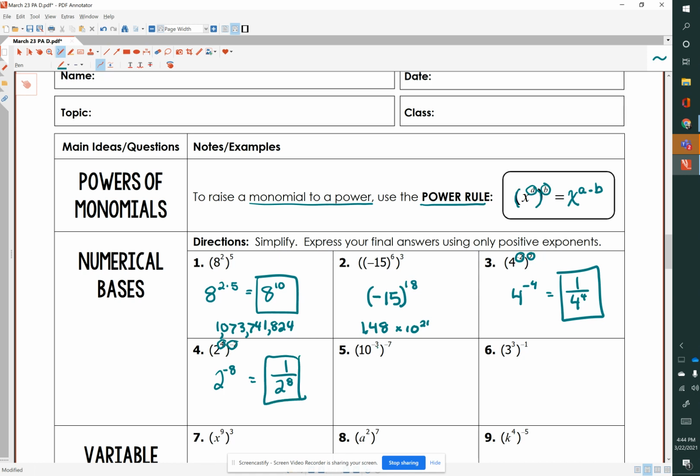Now, in this case, number 5, we have a negative exponent of negative 3 and an exponent of negative 7. So we would multiply negative 3 times negative 7, which would give us a positive 21. And that is our final answer. But in number 6, we have 3 to the 3rd raised to the negative 1 power. That would be 3 to the negative 3rd, or 1 over 3 to the 3rd.